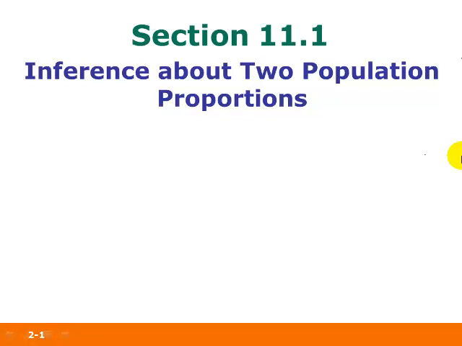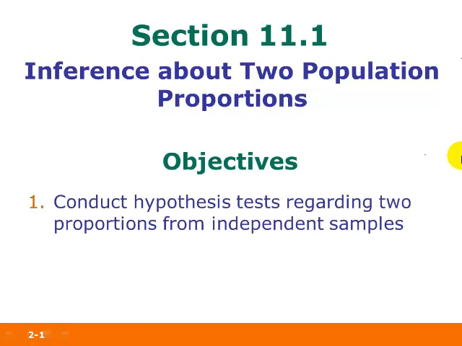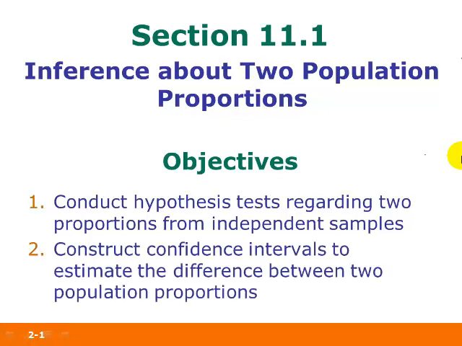Hi, this is the video for section 11.1 about the inference between two population proportions. The objectives in this section are 1. Conduct hypothesis tests regarding two proportions from independent samples, and 2. Construct confidence intervals to estimate the difference between two population proportions.